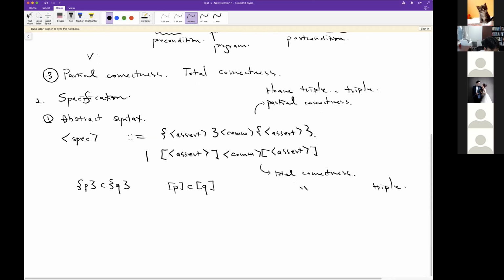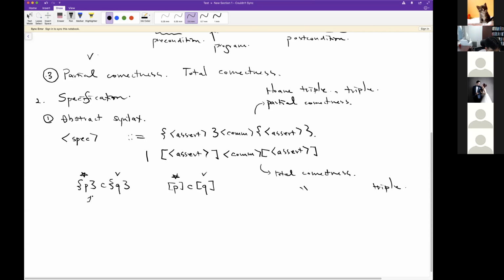So in both cases, the P appears in the first parenthesis, talking about some properties on the preconditions, properties on the states before running the command C. Okay. And then Q is talking about the properties of states after running C. So that's why P appears before C and Q appears after C. P talks about initial states, Q talks about the final state of the command. But they are a little bit different.